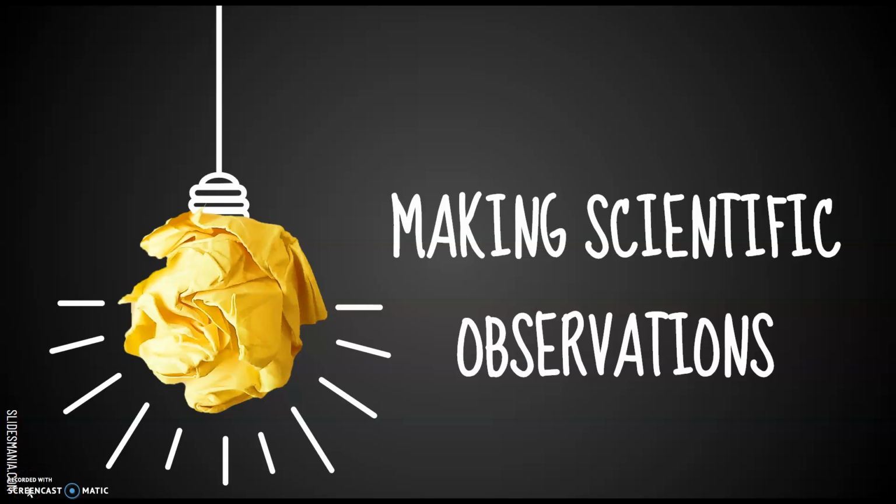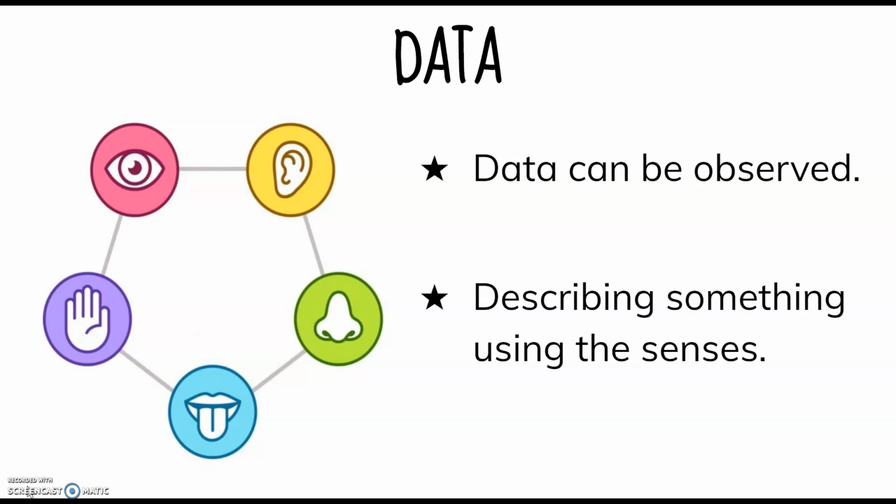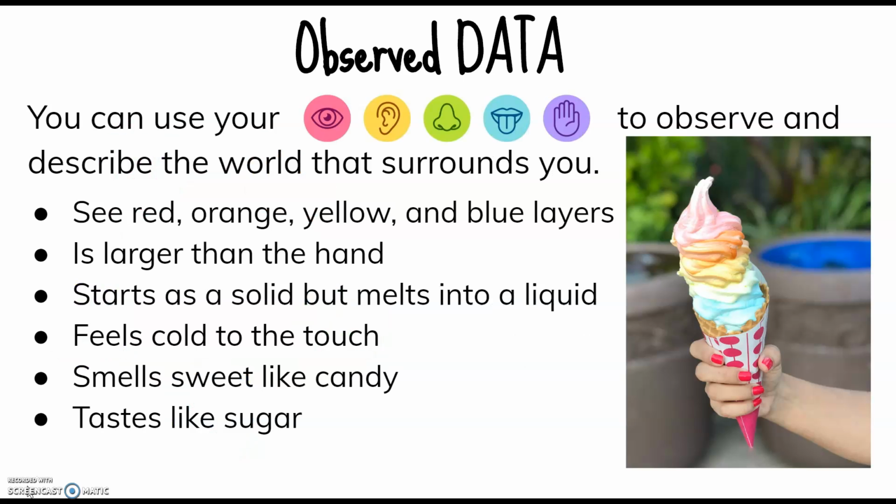Today we're talking about making scientific observations. When we make observations, we collect data. Data is something that can be observed, or something we can see, and it describes something using our five senses. So sight, sound, touch, taste, or smell. You can use your five senses to observe and describe the world that surrounds you.